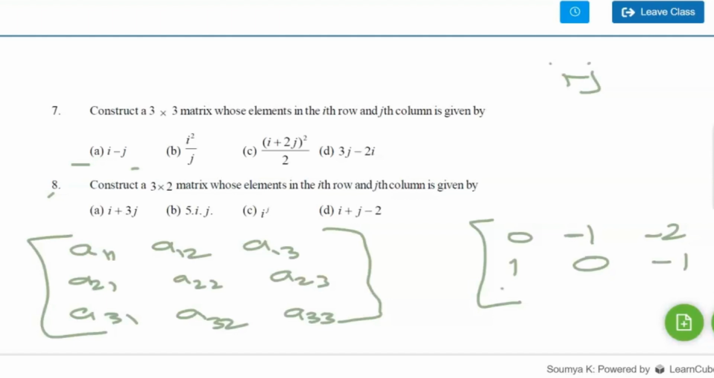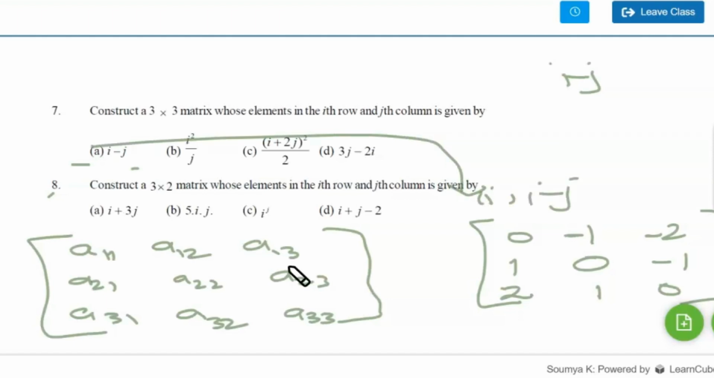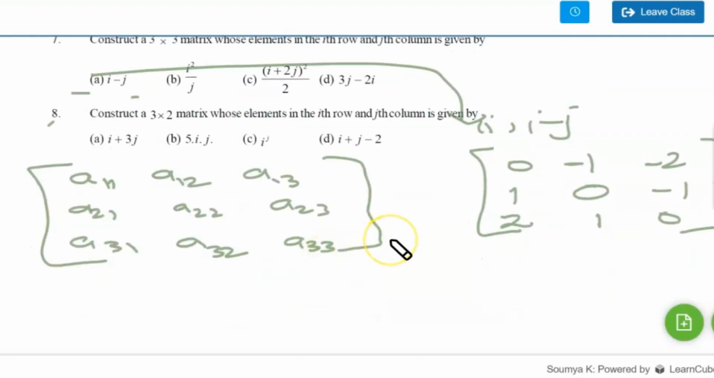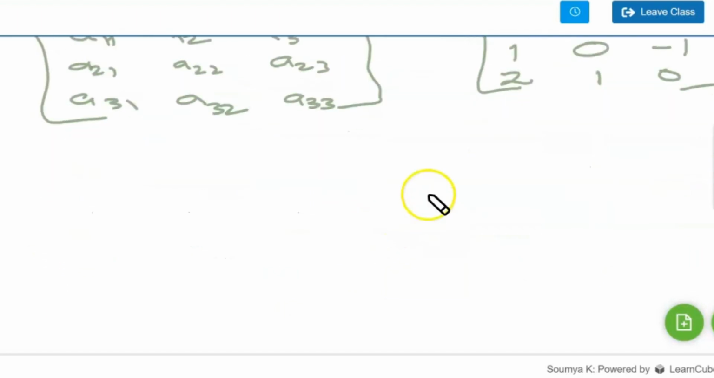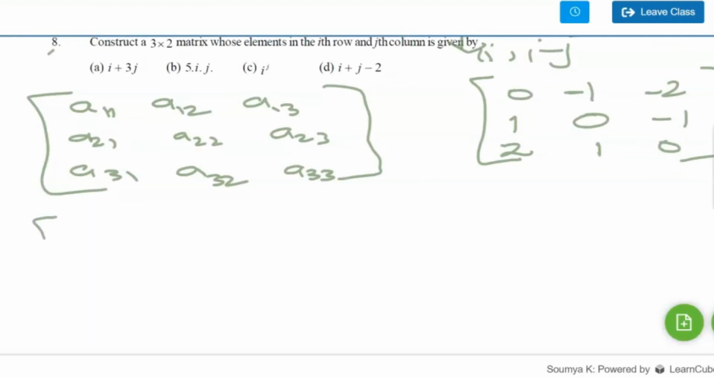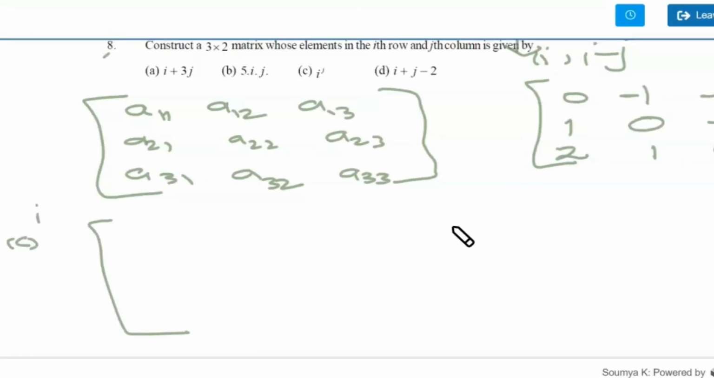So here 3 minus 1 will give you the value as 2, 1 and 0. So this is the resulting matrix. For your first question, this is first question's answer. I minus J. Let's solve one more. I square by J. So if it is I square by J, your resulting matrix, we are doing the third question, I square by J. So consider I as the row and J as the column. In this case, 1 square by 1 you will be getting, 2 square by 1, 3 square by 1, here 1 square by 2.